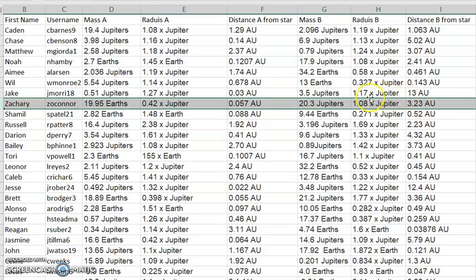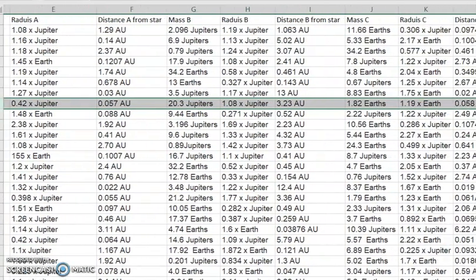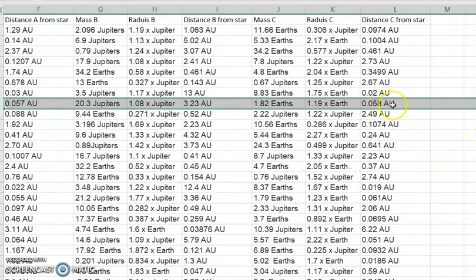Their distance B would be 1.08. I'm sorry, I looked at the wrong thing. Their distance B would be 3.23. And then their distance C would be 0.058. Okay, so that's all you do.